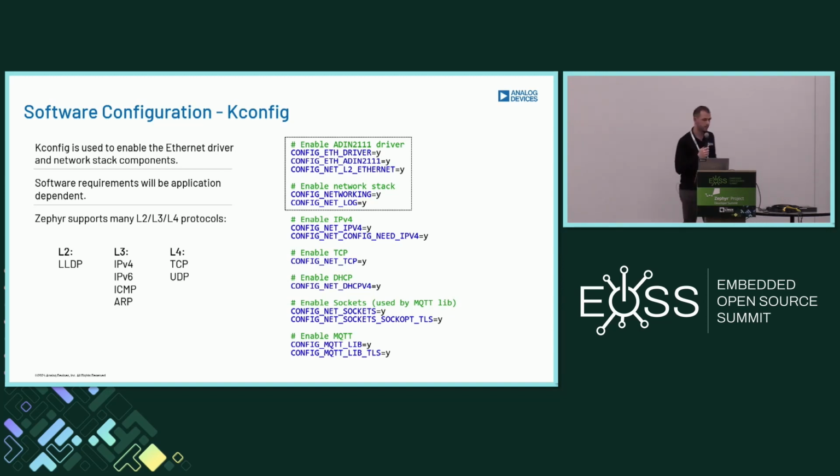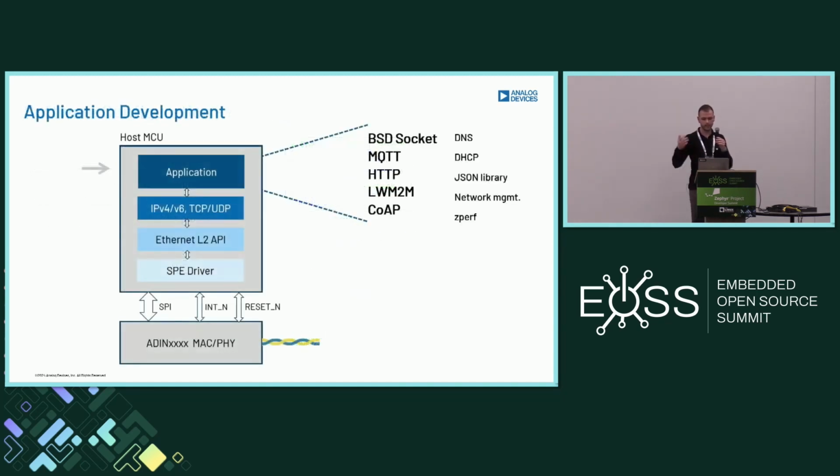You may use TCP or UDP. In this case, we're using DHCP also, along with sockets and MQTT connectivity. As you can see, Zephyr supports many of the key layer 2, layer 3, and layer 4 protocols, which are important when developing applications with Ethernet. Okay, so after that, you're free to move to application development.